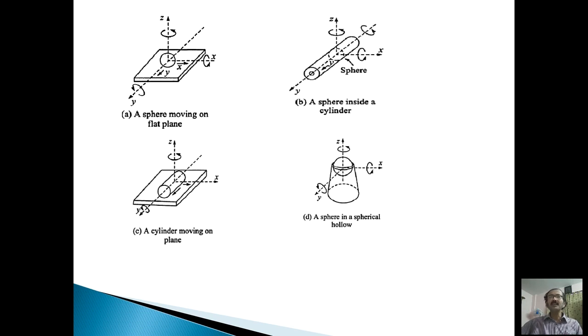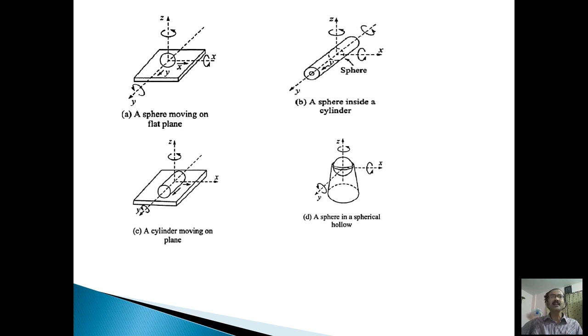In diagram C, a cylinder moving on a plane. So, in this case, the number of restraints on the translatory motion is 1, and on the rotary motion is also 1. That means there are 2 restraints. So, it is in the class of pair 2 and its degree of freedom is 4.